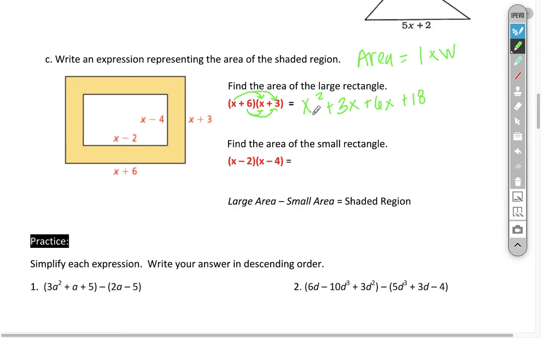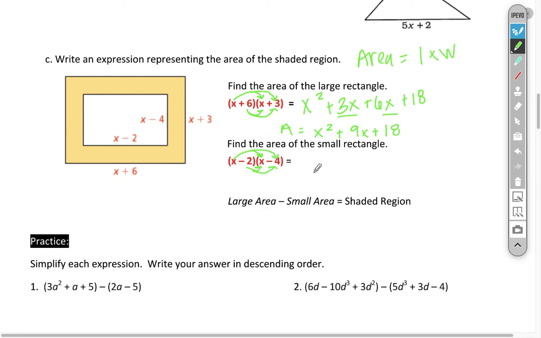Right, and then we can go ahead and combine those like terms. So we have 3x and 6x. So we'll have x squared plus 9x plus 18. Right, so this is the area of our larger rectangle. And then it says to find the area of the small rectangle, which was x minus 2 times x minus 4. And we're going to distribute just that same way. So x to both and negative 2 to both.